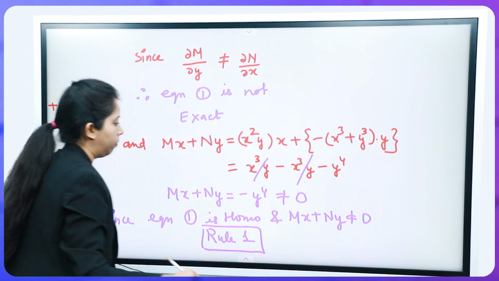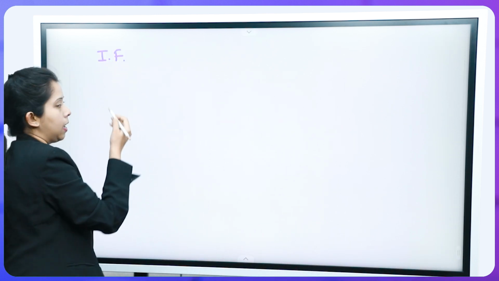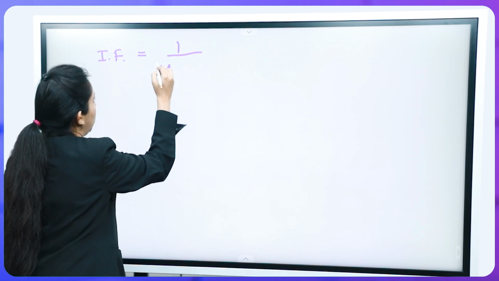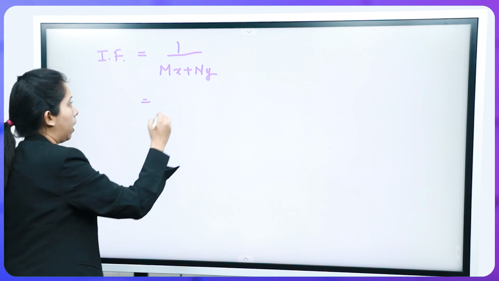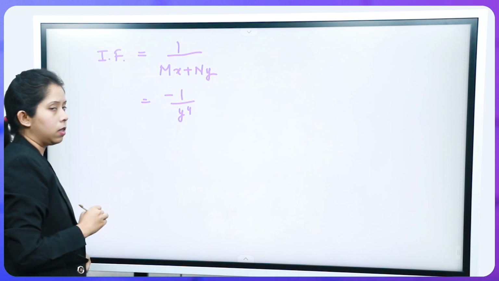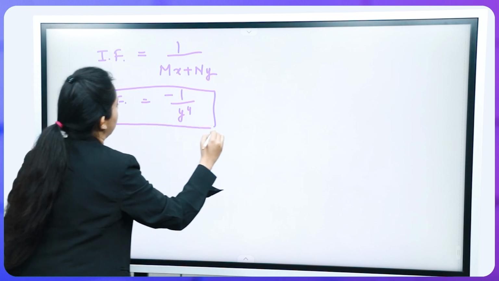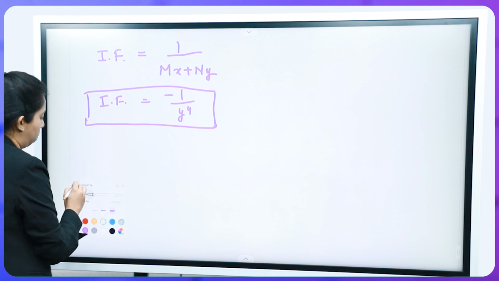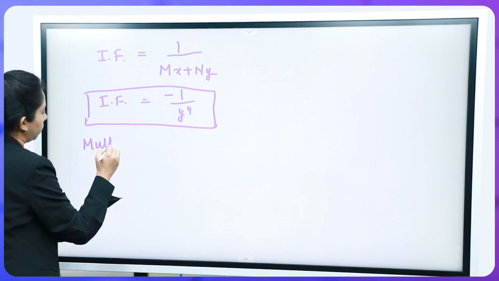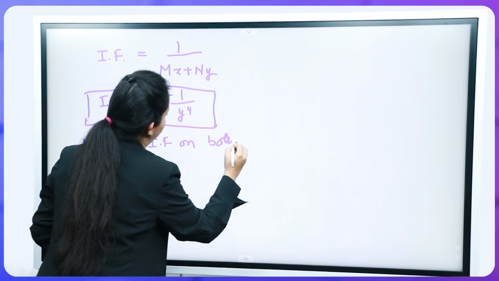Now according to rule 1, the first step is to find the integrating factor. So next we will find the integrating factor. The integrating factor can be written as IF, and the value is equal to 1 upon Mx plus Ny. Here we have already calculated the value of Mx plus Ny, so we will substitute it, and that is minus y⁴. Therefore the integrating factor for the given differential equation is minus 1 by y⁴. Now the next step is to multiply this integrating factor on both sides of equation number 1.